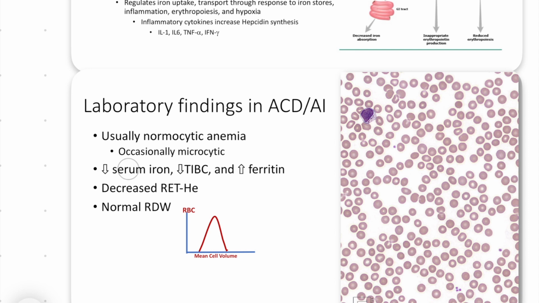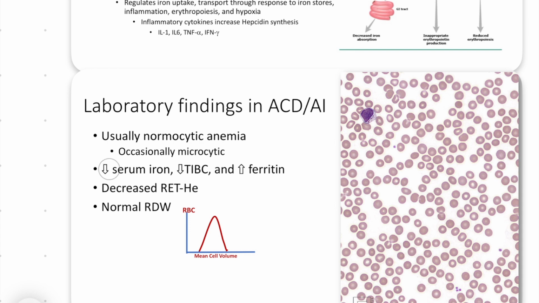Some other lab findings. We're going to have a low serum iron level. And we talked about before that the RET-HE is the fast test that we do. It might even already be included in the CBC. So that's fast. The iron concentration, that's something that we would do separately, and it would be a little bit slower. But if we have a decreased RET-HE, then we would do the iron panel.